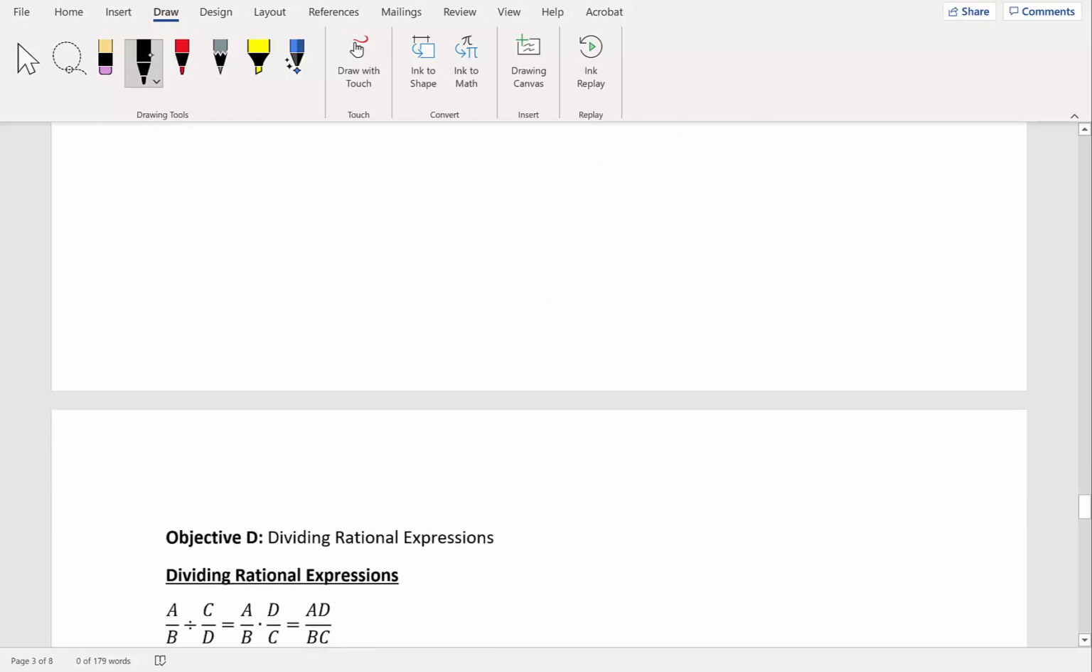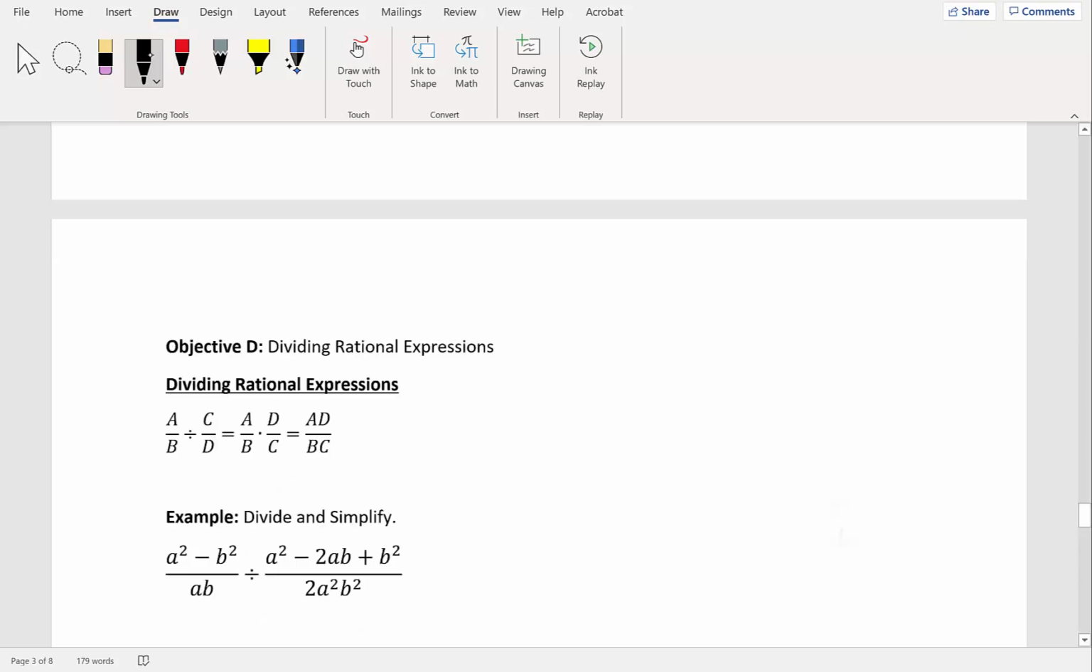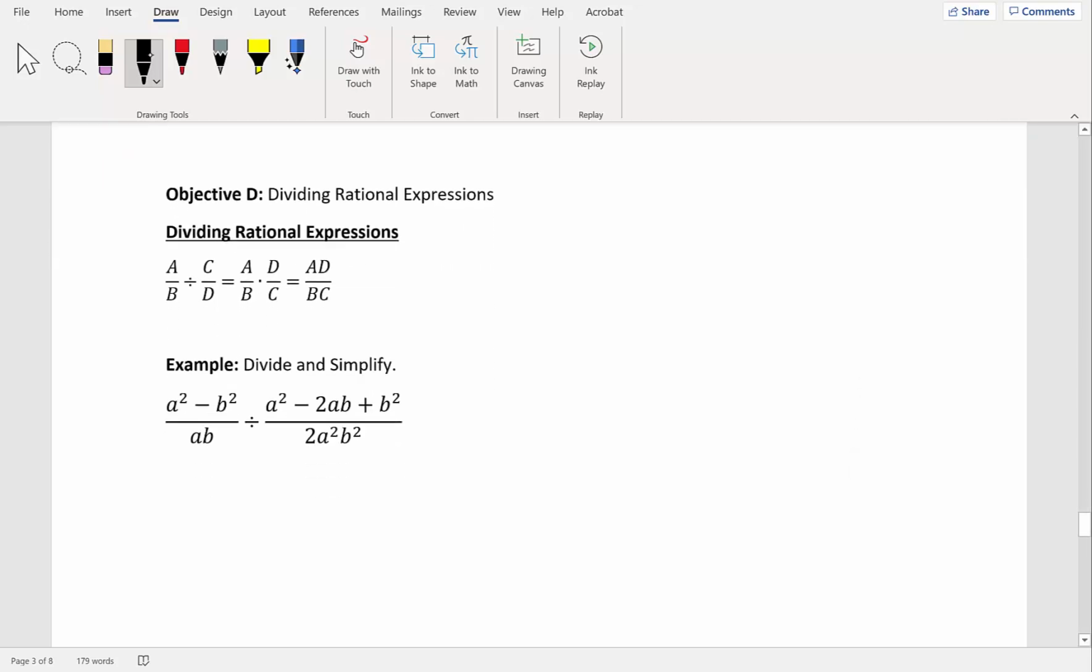So next we go to dividing fractions. Dividing fractions is very similar, except you have to remember the property for dividing fractions with each other. You're going to keep the first fraction the same, change division to multiplication, and then flip the second fraction. And then you would work it out just like the previous two examples that we saw. Let's take a look at an example.